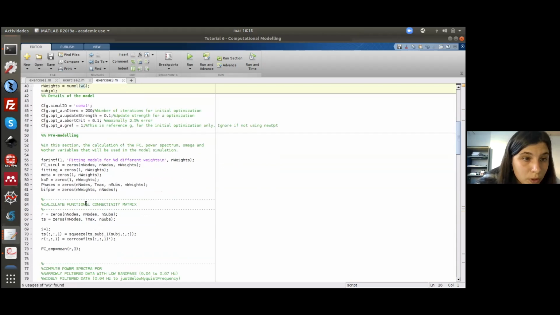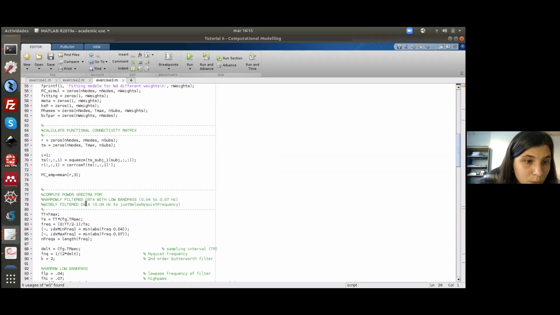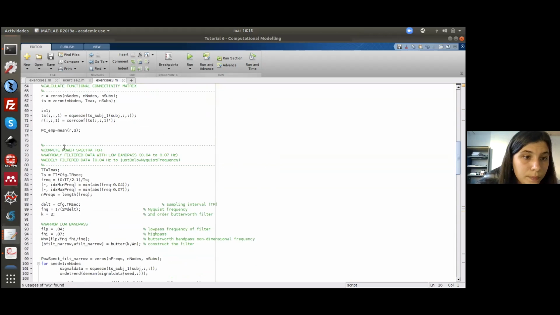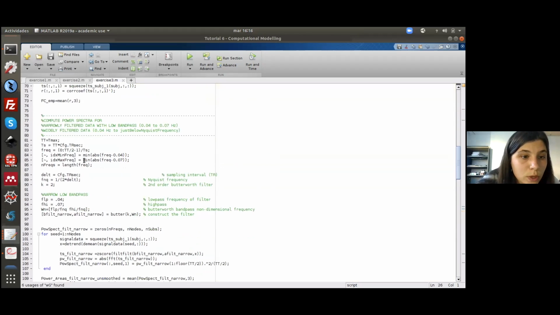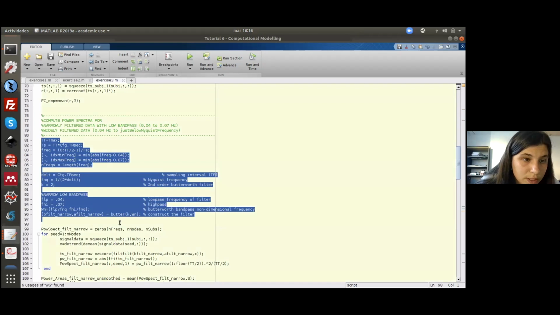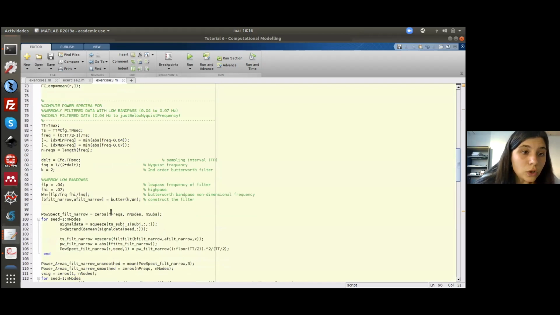Another important point of this script is that we use the properties of the power spectrum. In this case, we are going to use a band pass filter that goes from 0.04 to 0.07 to filter the BOLD signals that we have. And this filter is defined in this part of the script, as you can see here. That also depends on the TR that you have.